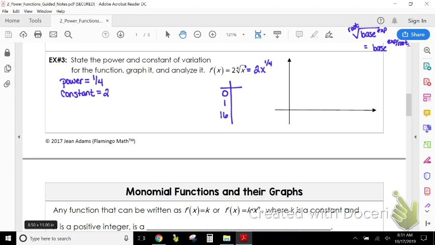And so when we actually take the 4th root, we've got 2 times the 4th root of 0. What's the 4th root of 0? 0, which is 0. And then we have 2 times the 4th root of 1. What do you think the 4th root of 1 is? 1. So 2 times 1 is 2. And then 2 times the 4th root of 16. The 4th root of 16 is 2.